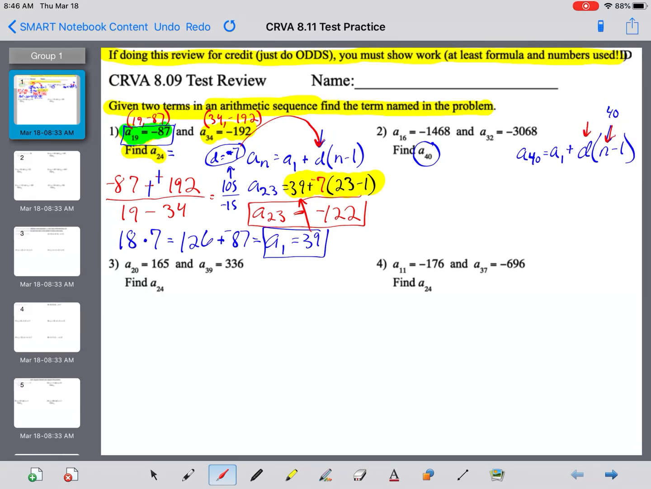I've got to find that difference again, and I also have to find the value of the first term. Got to start with the difference, though. So, again, think of these as coordinate pairs. 32, comma, -3068. Find the rate of change.